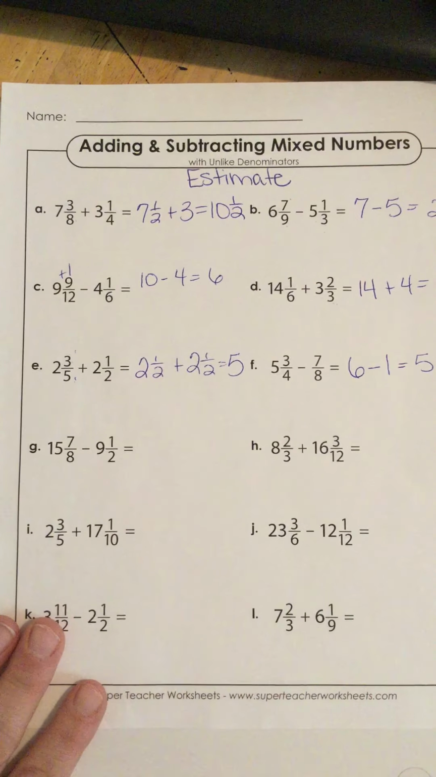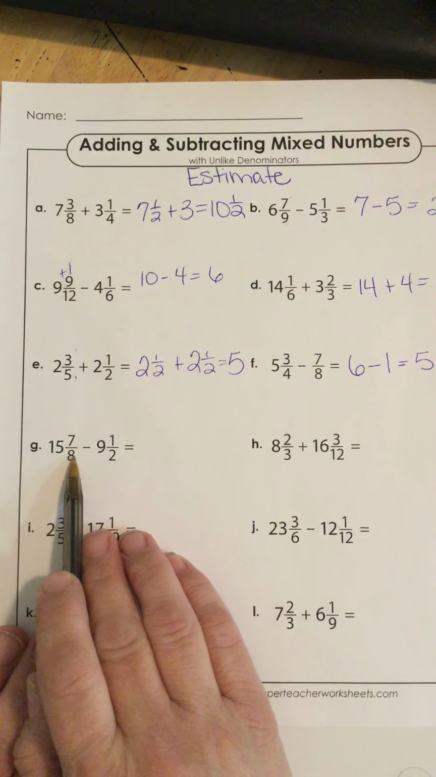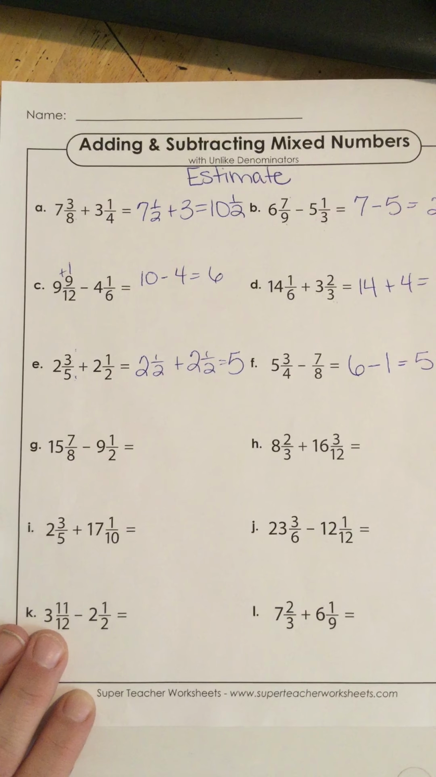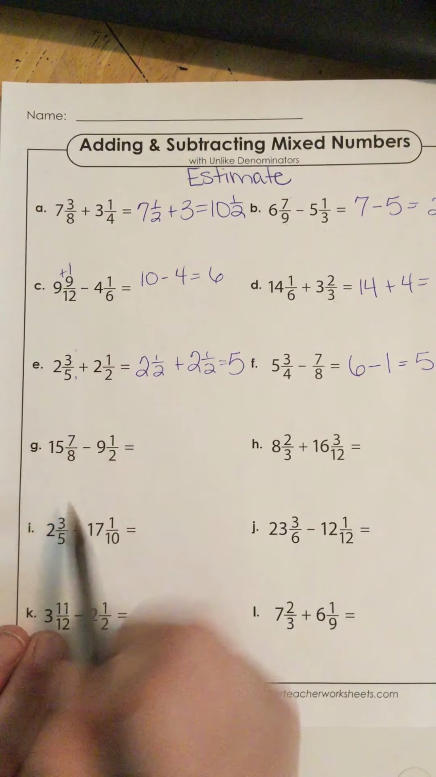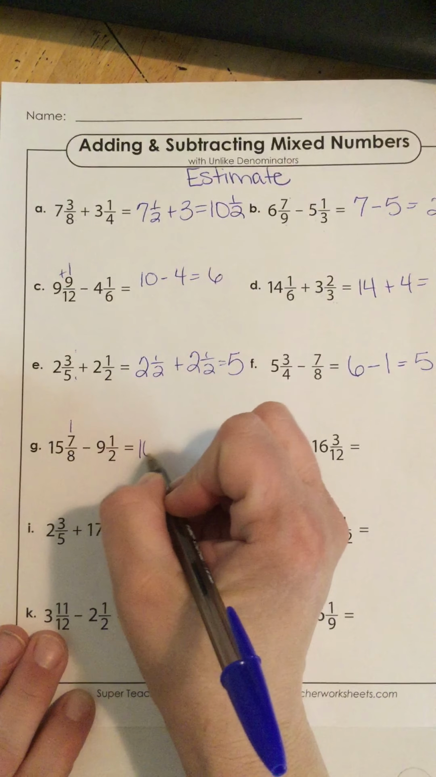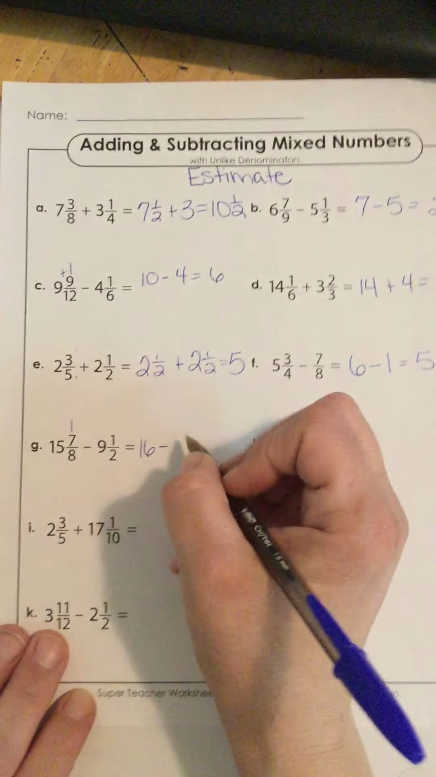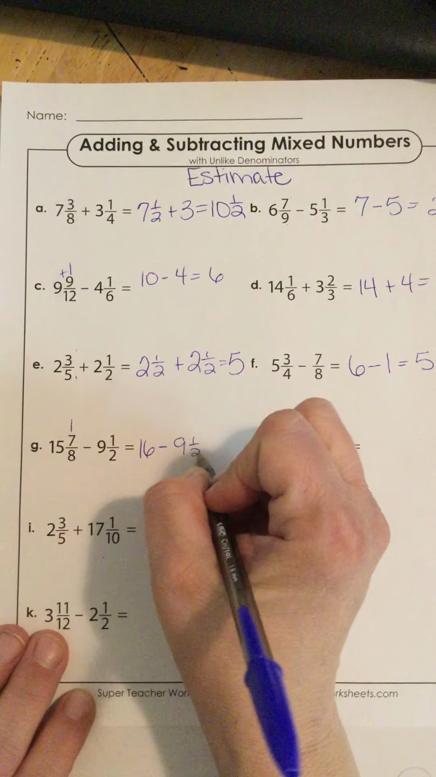Okay, 15 and 7/8. Is it going to say 15, 15.5, or 16? Well, 7 over 8 is close to 1. So 15 plus 1 is 16. And then 9.5. So I'm going to subtract 9.5.